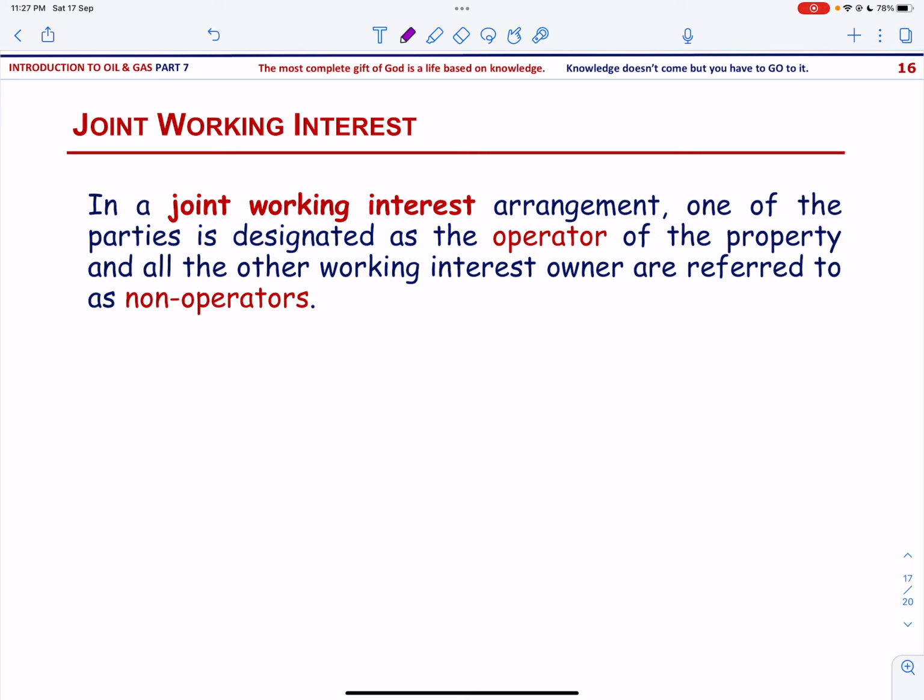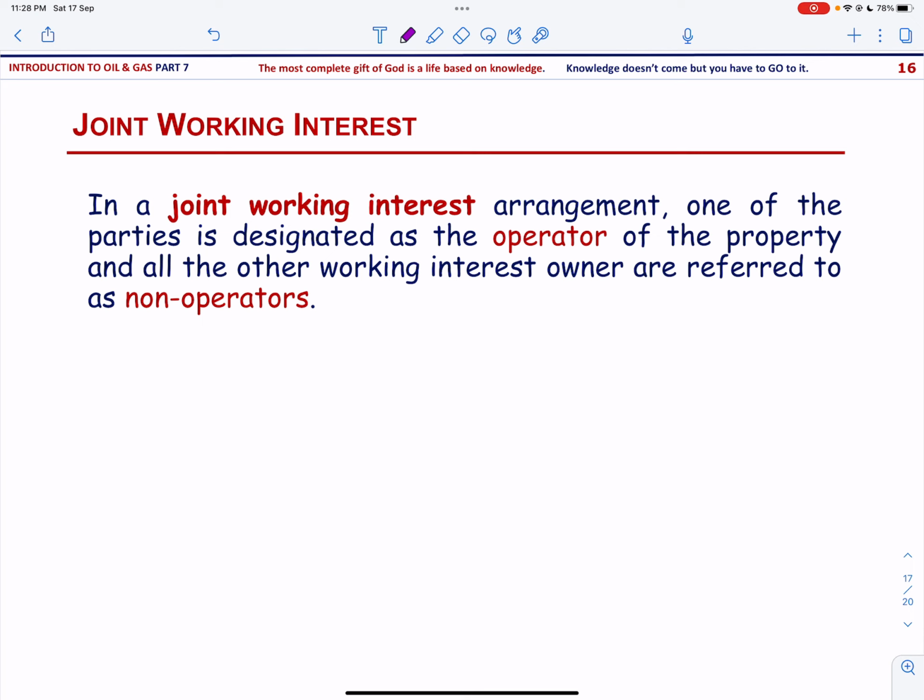In a joint working interest arrangement, one of the parties is designated as the operator of the property, and all the other working interest owners are referred to as non operators. The operator manages the day to day operations of the property. So, both operator and non operators are responsible for paying the proportionate share of any cost incurred.